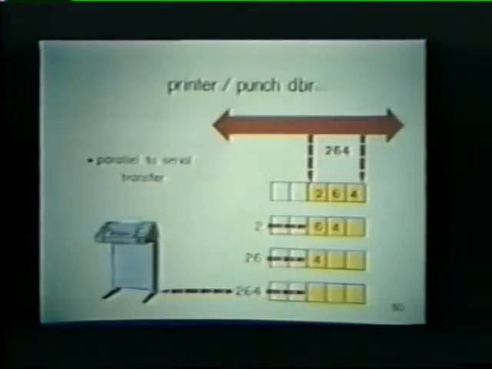Data flow through the printer punch DBR is in the opposite direction. Write data from the Unibus enters the printer punch DBR in parallel format. It is then serially transferred to the teletype. The code shown here, 264, is the teletype code for the number 4.